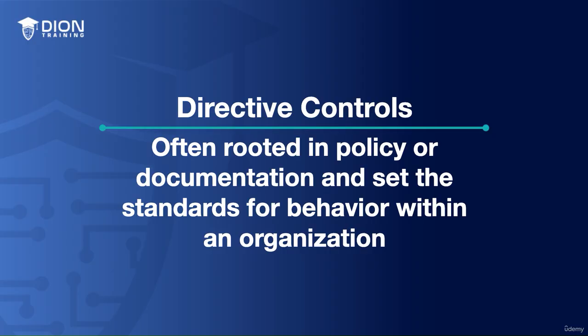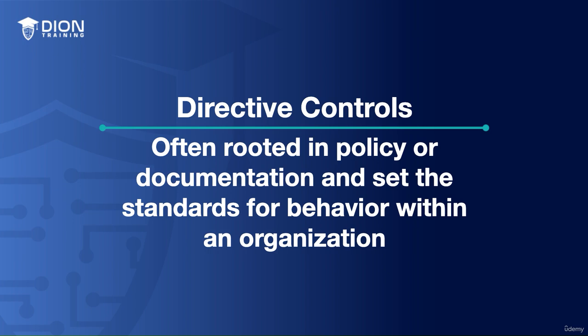Sixth, we have directive controls. Now, directive controls are going to guide, inform, or mandate different actions. These directive controls are often rooted in policy or documentation, and they set the standards for behavior within your organization. For example, your organization's acceptable use policy, known as an AUP, is considered a directive control that provides guidelines on how employees are permitted to use company-owned IT assets. Most of the time, if you're asked about a policy, you're going to be able to categorize this under the term directive control.